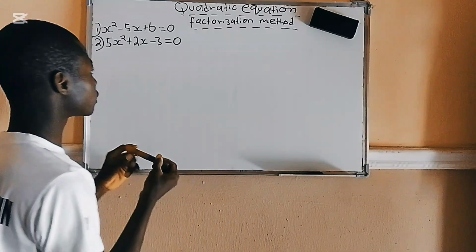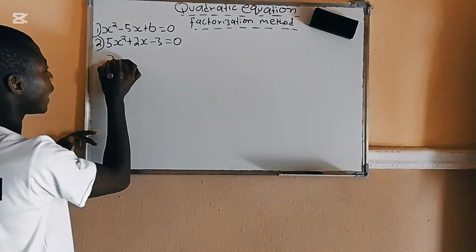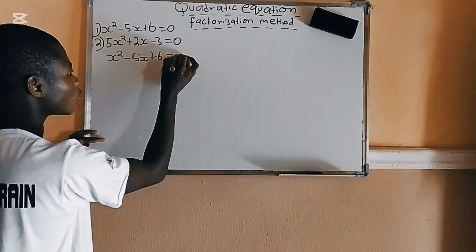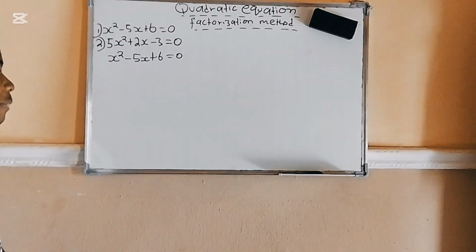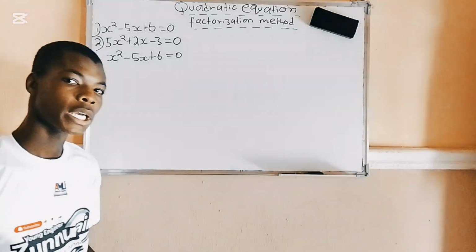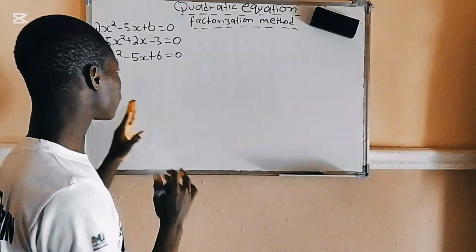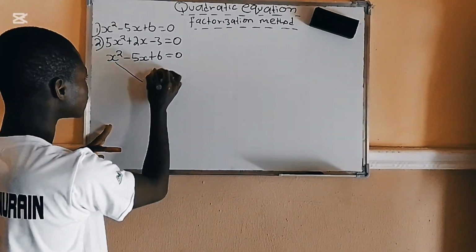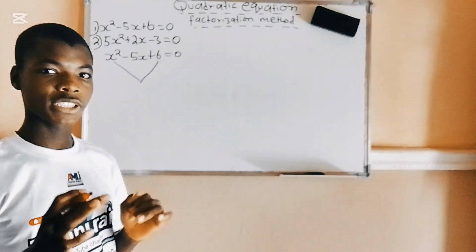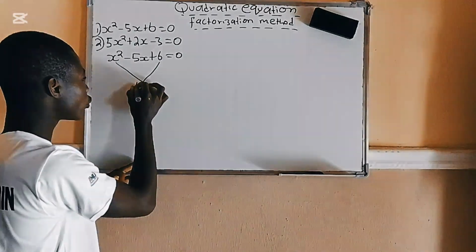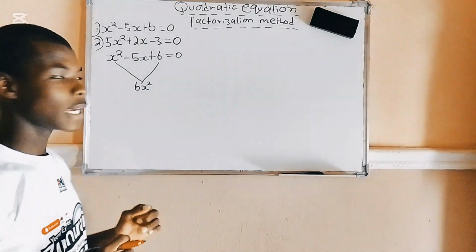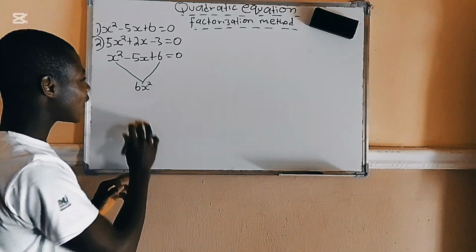So from this question, x squared minus 5x plus 6 equals 0. The main basic idea in the quadratic equation factorization method is that you first multiply the first and the last terms. If you multiply x squared by 6, you get 6x squared.